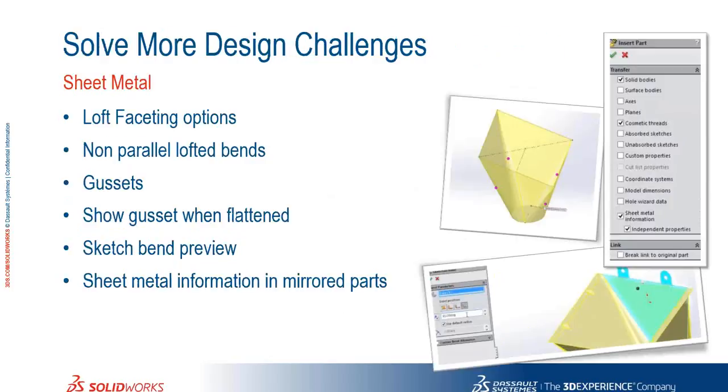So next we'll go to sheet metal. What are the changes that have been made in terms of sheet metal? We'll just have a look. The first one that has been created is the faceting options, which are available whenever you're creating a loft. Now, another significant enhancement which has been made is in terms of non-parallel lofted bends. Also, we have a new option by which you can add gussets directly in sheet metal. And also in 2015, we have a new option wherein we can see the gussets when the sheet metal is flattened completely. So we'll just have a look at all of this.